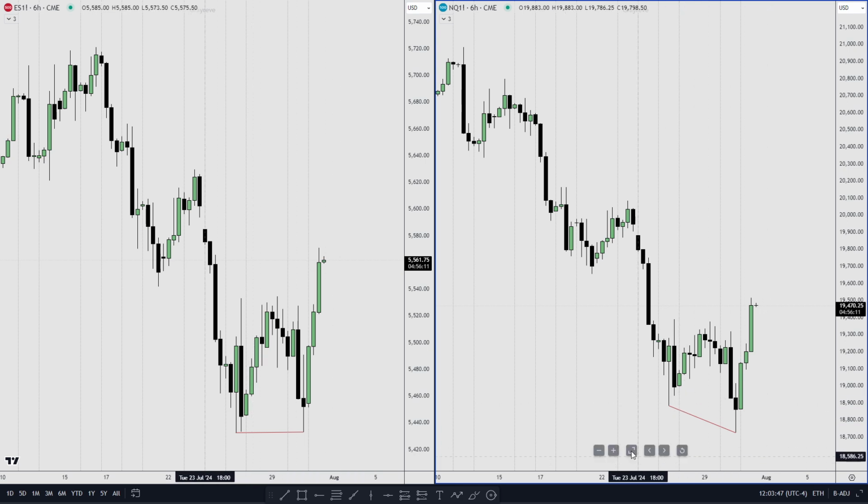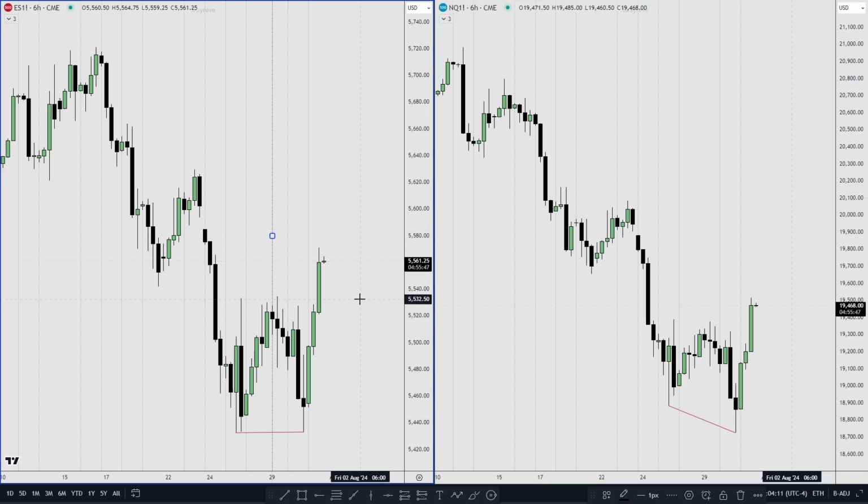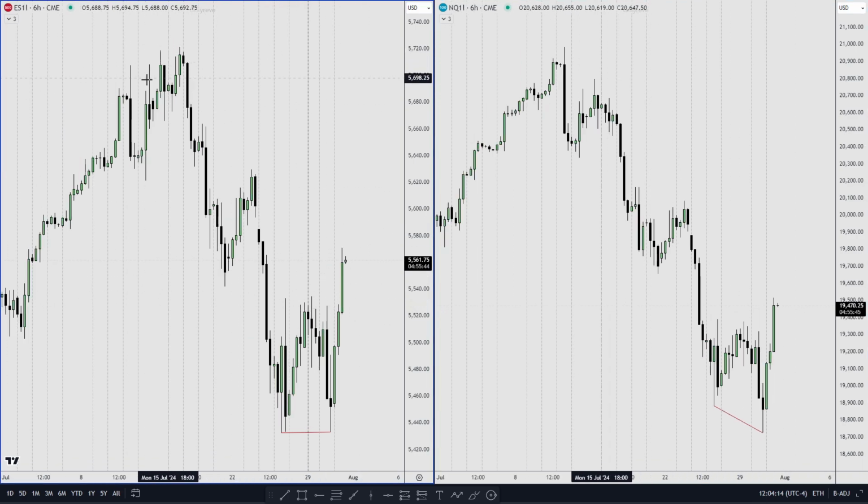Personally, I am going to trust this SMT, and during FOMC itself, I'm expecting price to reach into the order blocks in order to send the price higher. So I believe this is the start of the market maker buy model towards these highs here and these highs here for Nasdaq.